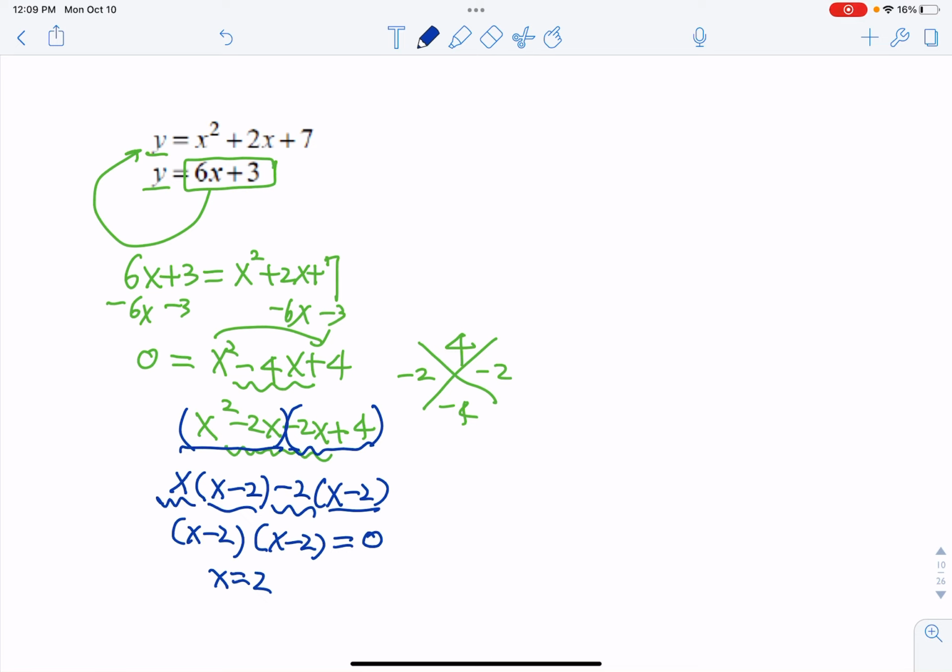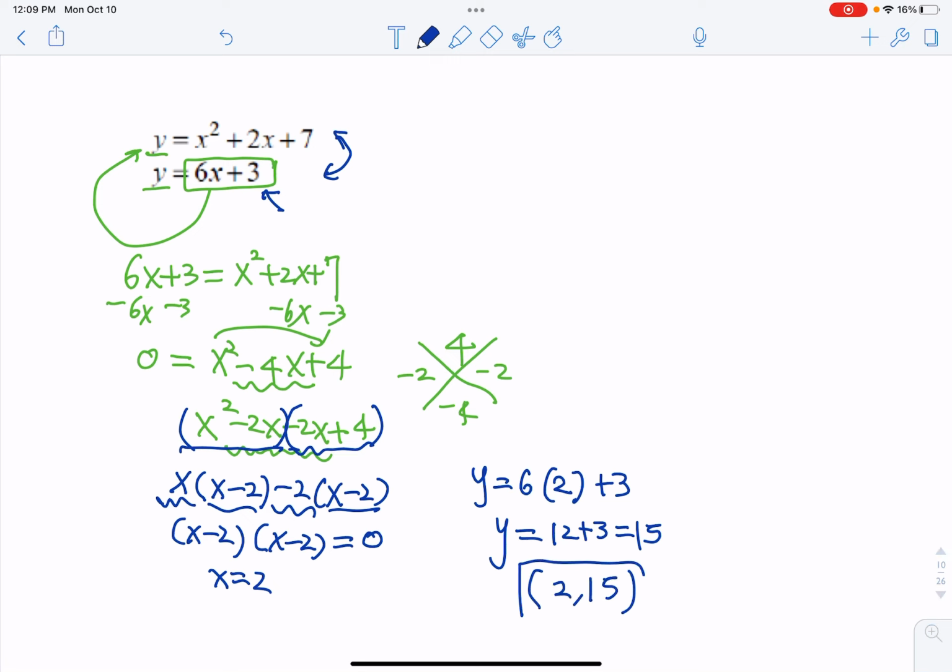So we got only one value of x, which is 2, and we can plug it into either one of those equations to find the y value. I will use the bottom one because it's a linear function, and it's a little easier to calculate the y value. So 6 times x, which is 2, plus 3. So y will be 12 plus 3, which is 15. So I can say the intersecting point of the quadratic function and linear function for this case will be (2, 15). That's the intersecting point.